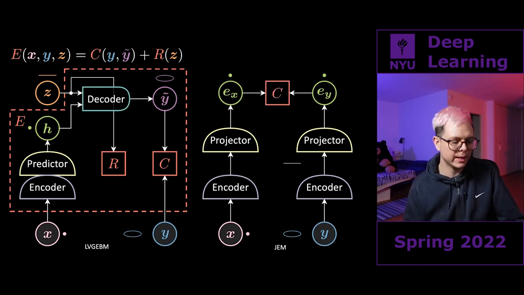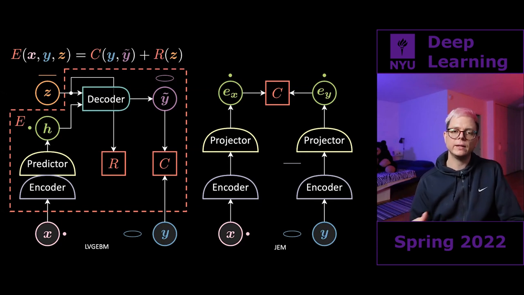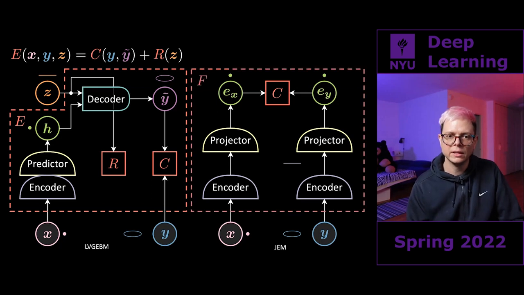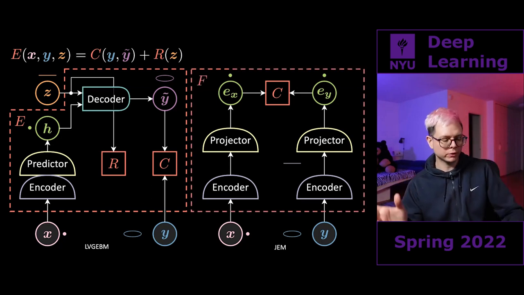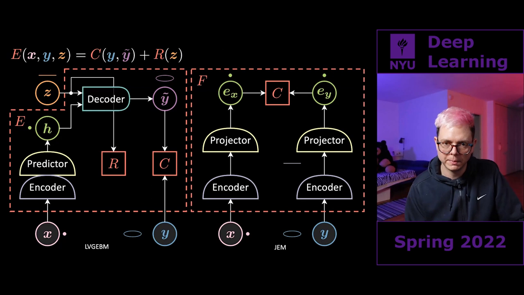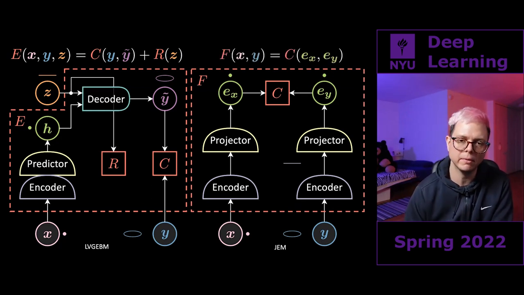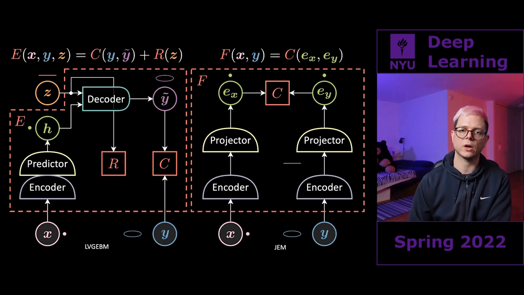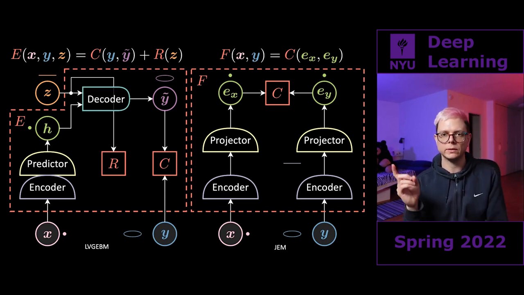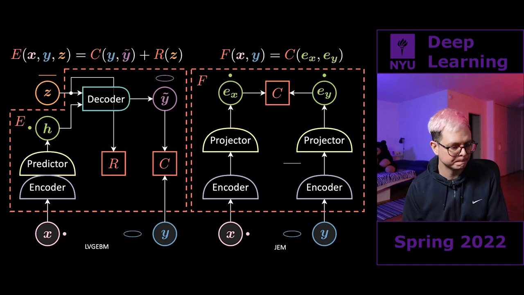Finally, I'm going to have my cost term, right? My energy term. And then finally, the free energy is free because there are no latents. So this F is going to be this big box, which comprises just the C term. And so we have that the F, free energy, energy of the system, X and Y, is going to be this cost between the two embeddings, the EX and the EY, right?